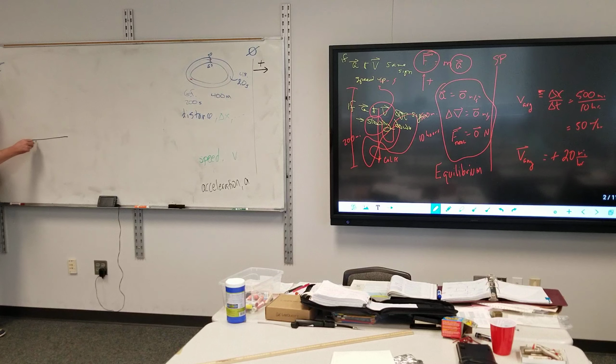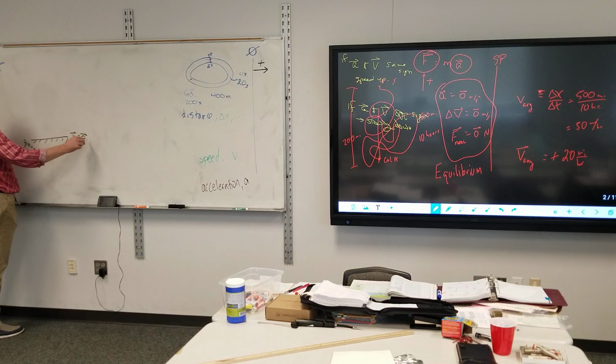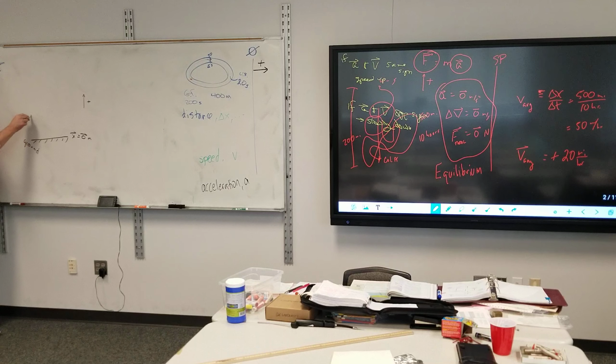Ground. And I'm going to make this position 0. In essence, that's my origin. It's going to be a one-dimensional problem. We'll make up positive. I have a ball being thrown into the air. It's going to go up and then come down.